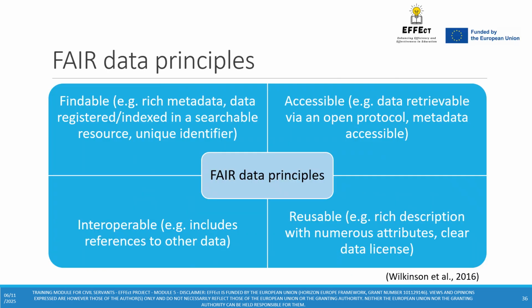But what do the FAIR data principles actually require? The FAIR data principles require that the data must be findable, for example via rich metadata, the data being registered or indexed in a searchable resource, a unique identifier, etc. Furthermore, the data should be accessible, which means that the data should be retrievable via an open protocol, and that metadata is accessible. The data should also be reusable, which means that it has rich description with numerous attributes and a clear data license. And finally, the data should also be interoperable, which means that it includes references to other data.